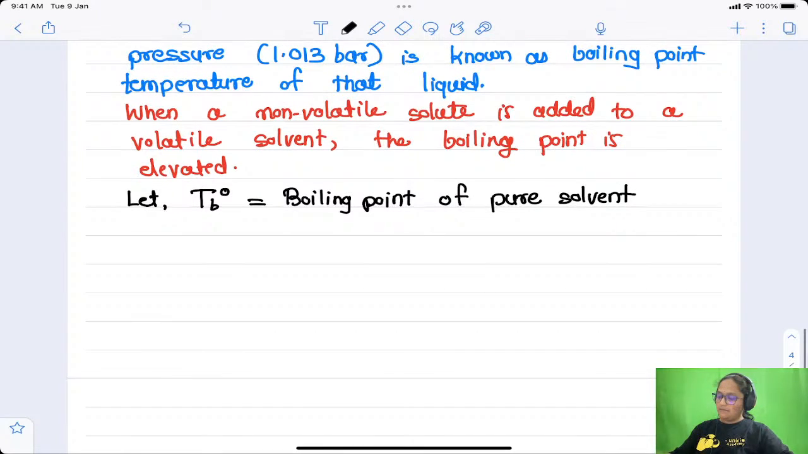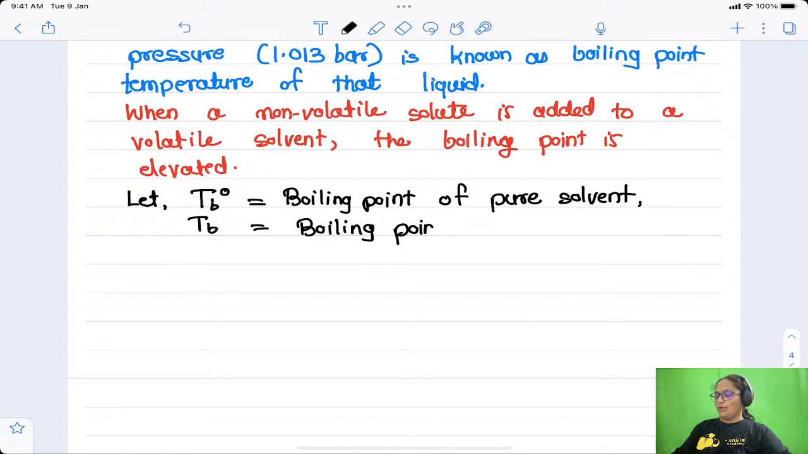Then TB is the boiling point of the solution after mixing the non-volatile solute. TB naught is the pure solvent. TB is the boiling point after mixing the non-volatile solute to it.